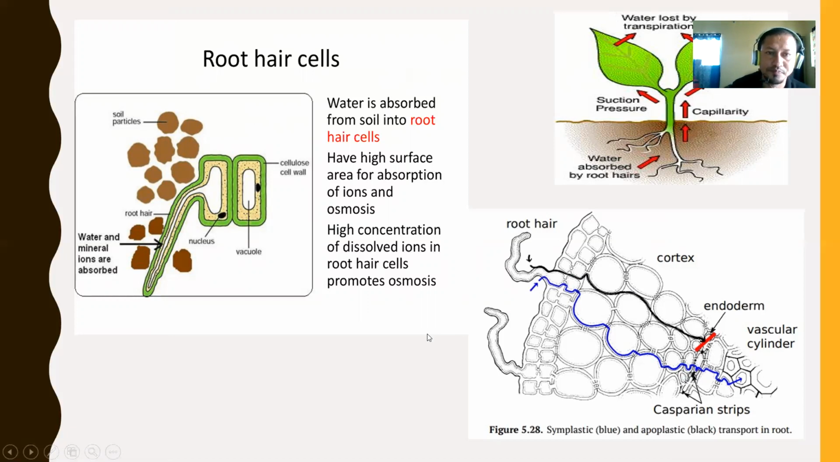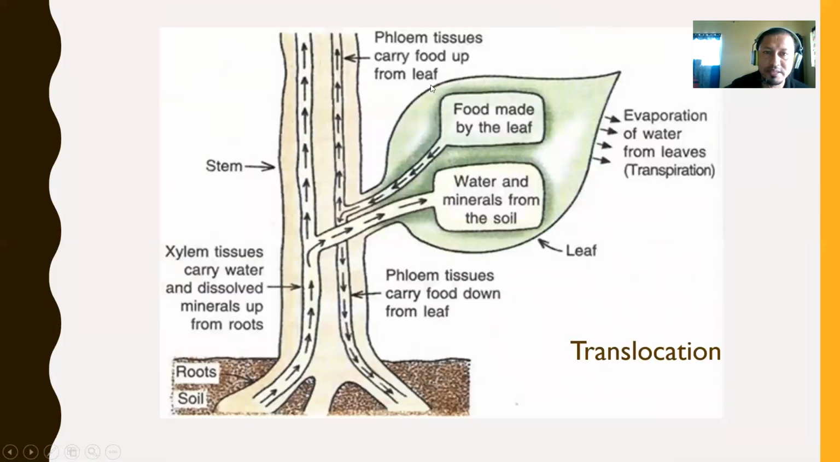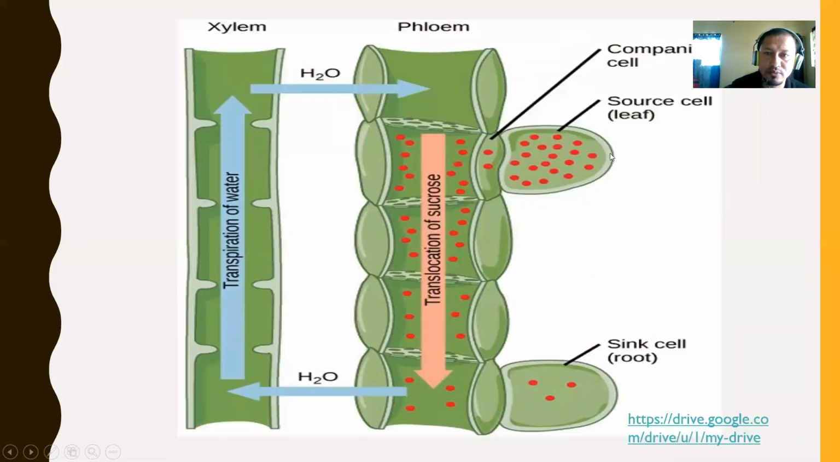Now how does the food movement take place? It is done with the help of phloem tissue. Food prepared in the leaves moves to all the parts of the plant, which we call translocation. Now, how does that happen? The food that is prepared in the leaf, which we call a source, is transported to the sieve or companion cell by utilizing ATP.